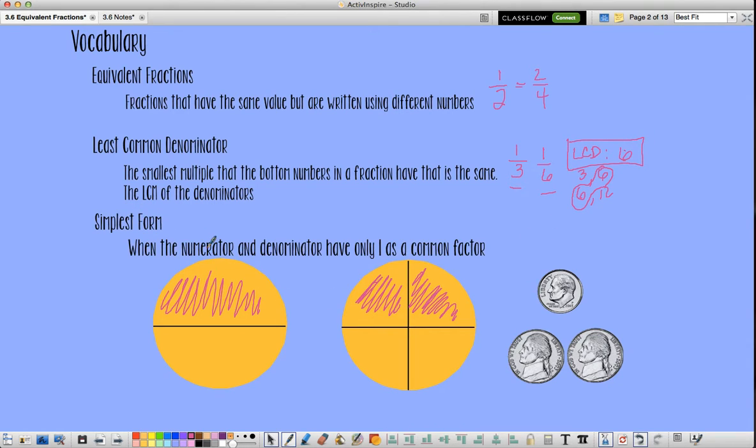Simplest form. Simplest form is when the numerator and denominator have only 1 as a common factor. So if I have 9/12, in simplest form, both of these can be divided by 3. So in simplest form, 9/12 is equal to 3/4. This is simplest form. So 3 and 4 can only be divided by 1.